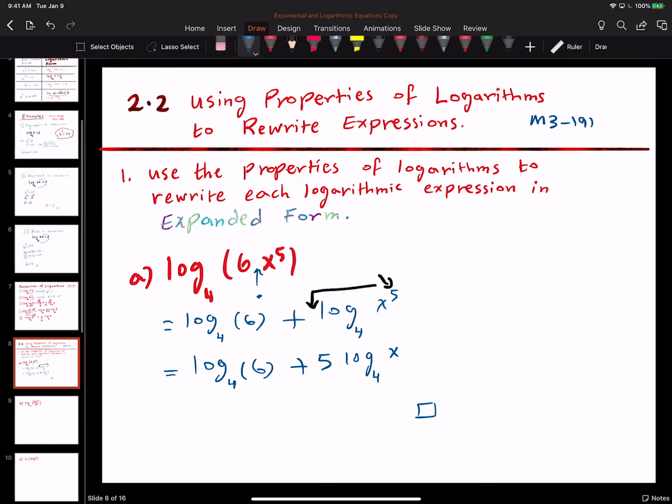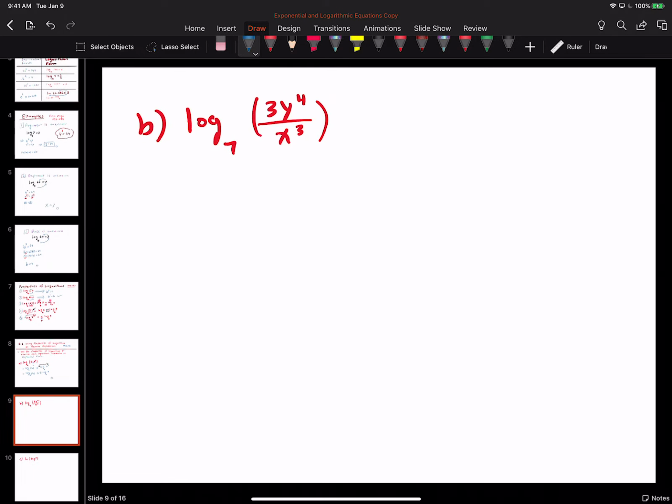Next example, log base 7 of 3y to the 4 over x cubed. So we have a fraction, we have a product, and a power. So three things. We're going to use rule number 3 and 4 and 5. Let's focus mainly on this quotient right here. This quotient is going to change to subtraction.